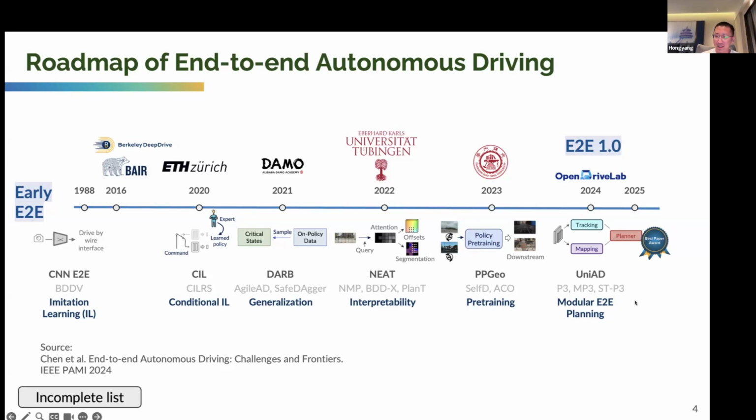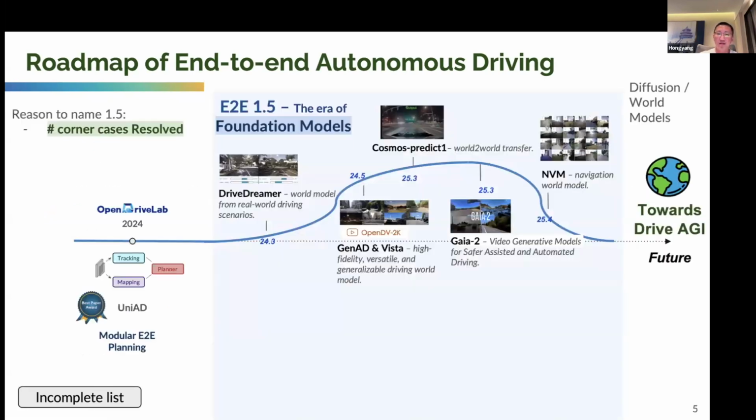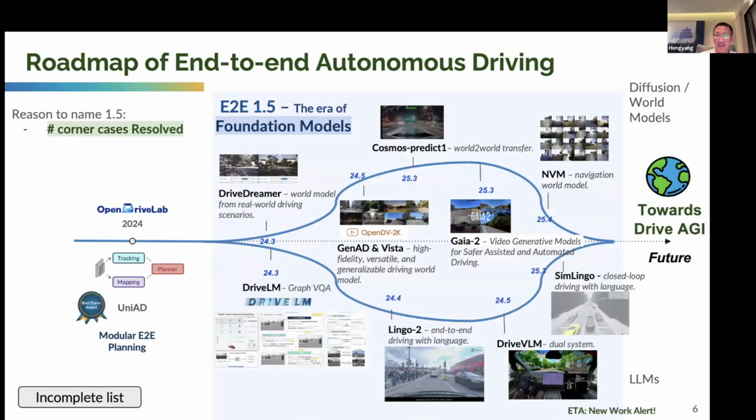Until recently, we have some explicit methods where the modules are still explicitly designed. You have the tracking, the mapping, and also the planner. This is what we call modular end-to-end planning. For more details, you can check out this fantastic survey paper here. Of course, this is an incomplete list.